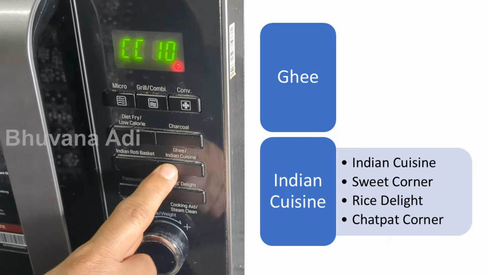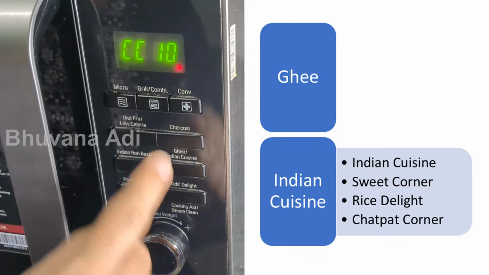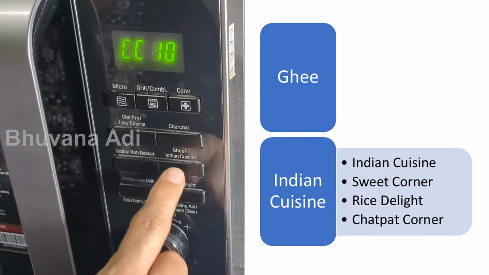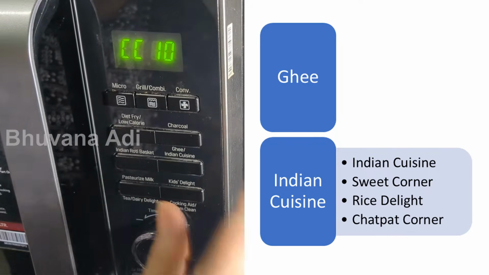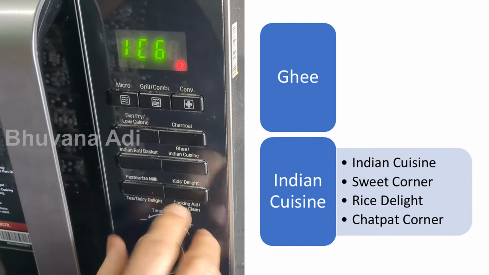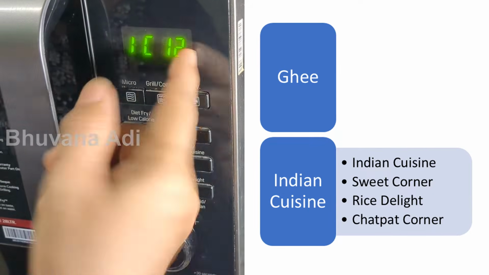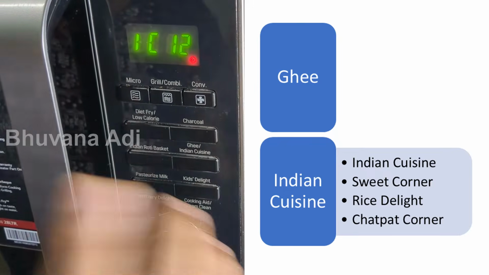Whenever you see multiple options in the button, for the main option, you have to press the button and then turn the dial. If there are sub segments, go on turning the dial and you will get the desired menu option. You have to select that and press start.